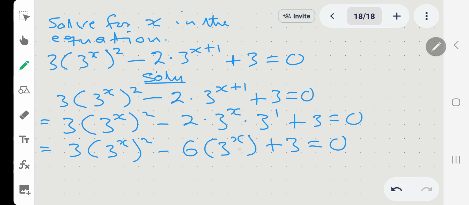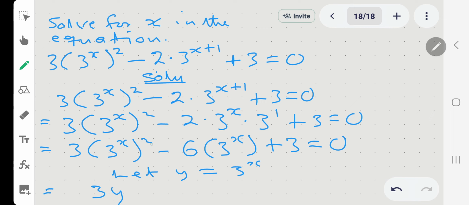because the powers are not the same, then we need to let 3 raised to the power x represent an unknown number. So in this case, we can say let y represent 3 raised to the power x. This implies that wherever we see 3 raised to the power x in this equation, we need to put y there. So here our next step is going to be 3 into bracket, which is 3 raised to the power x. We need to put y there.